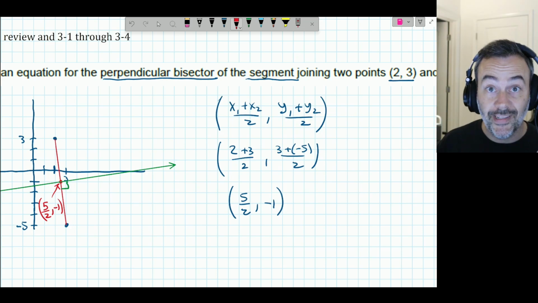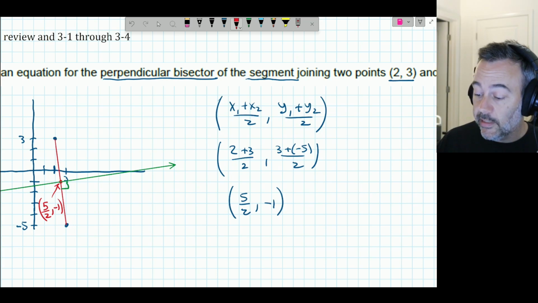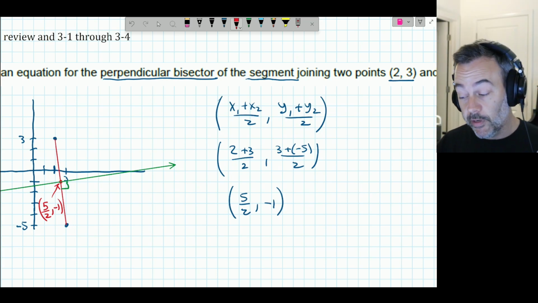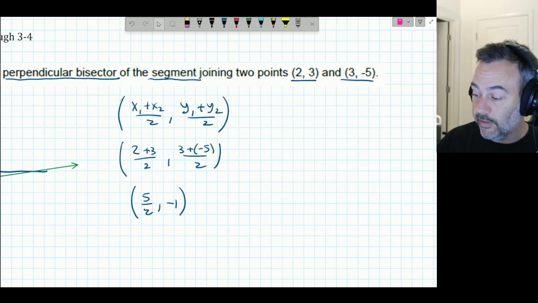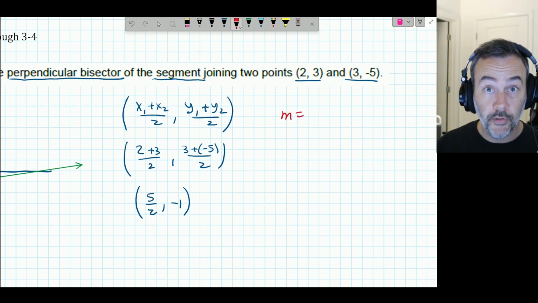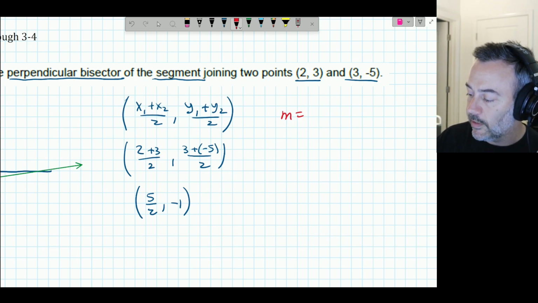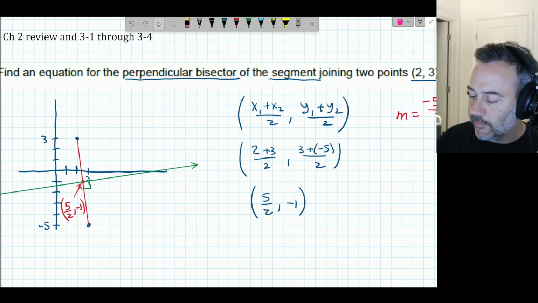Okay, so we've got a point that's on the green line that we want, and we need it to be perpendicular to the red line, so we need to find the slope of the red line in order to figure out the slope we need for the green line. The slope between these 2 points is y2 minus y1 over x2 minus x1, which is -8 over 1, or -8. We could have even seen that from the picture.